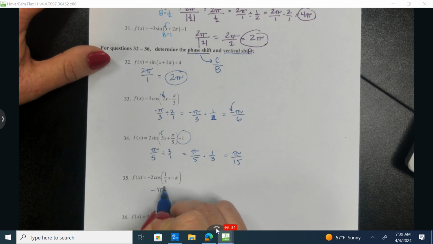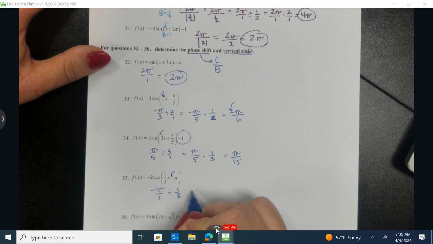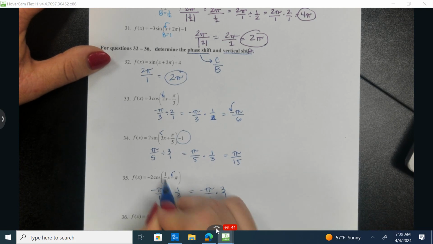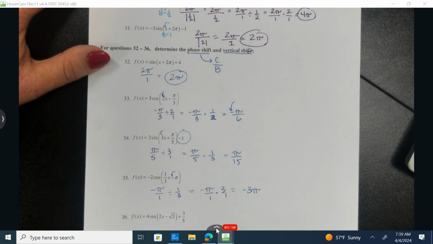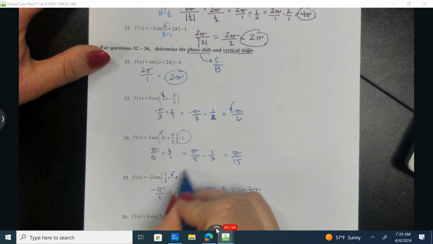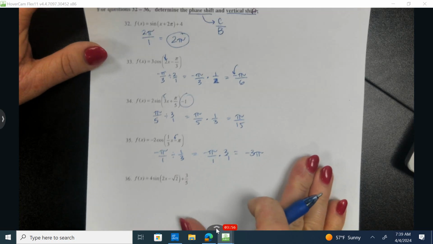Let's look at 35. I'm going to take a negative, don't forget about the sign, a negative pi, and I want to divide it by 1/3. So negative pi over 1 times 3 over 1, taking the reciprocal of the coefficient on the x, I get -3 pi. So instead of saying to the left, the phase shift would be to the right, a distance of 3 pi. There also is no vertical shift for this problem.